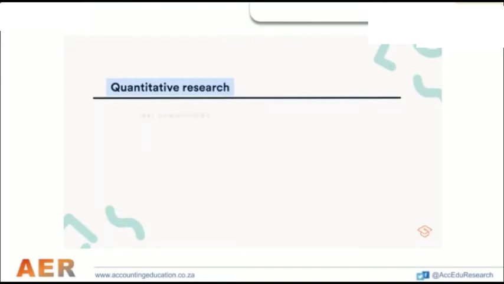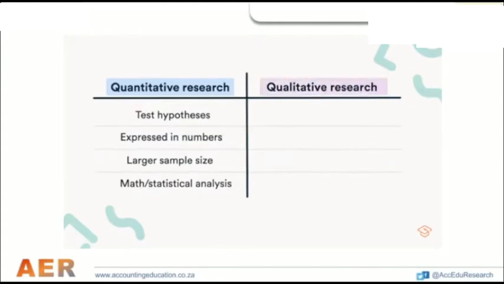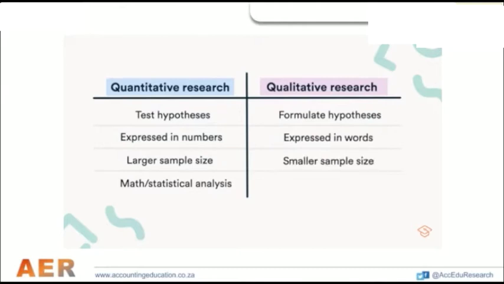Quantitative research allows you to test hypotheses, so you can expect to see data collected with this approach will mainly be expressed in numbers and graphs. It also requires a larger sample size. These numbers are then analyzed through math and statistical analysis. On the other hand, qualitative research allows you to formulate a hypothesis. So yes, opposite to quantitative research, this approach will yield data that's expressed in words and also require fewer respondents. The data is then analyzed by summarizing, categorizing, and interpreting.